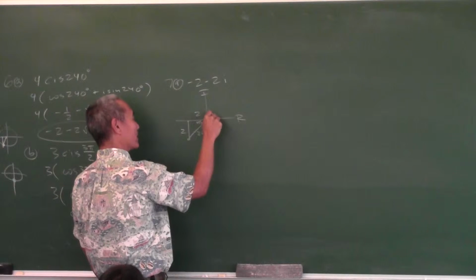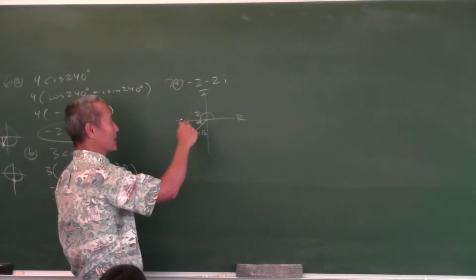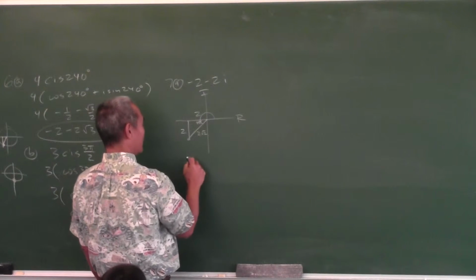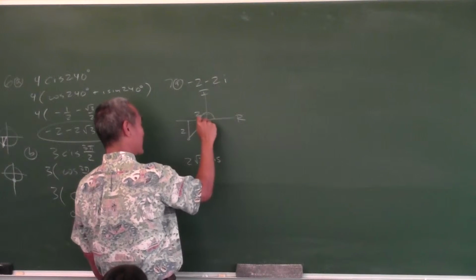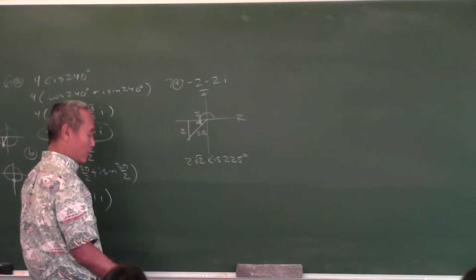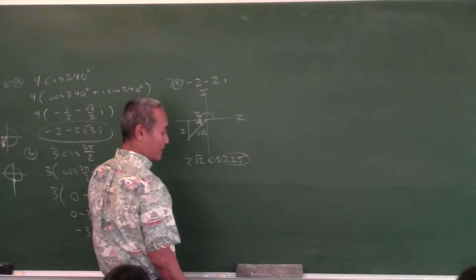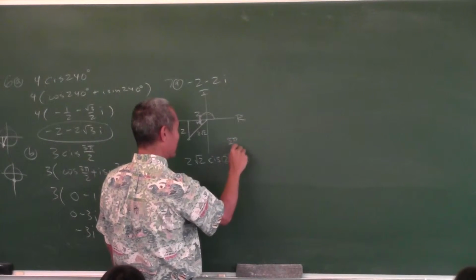So what's the angle going all the way around like that? It would be 180 plus 45, which is 225. So this would be 2 root 2 KISS 225. And I will accept radians or degrees, it's up to you. What would be the radian measurement for that? 5 pi over 4. Either one.